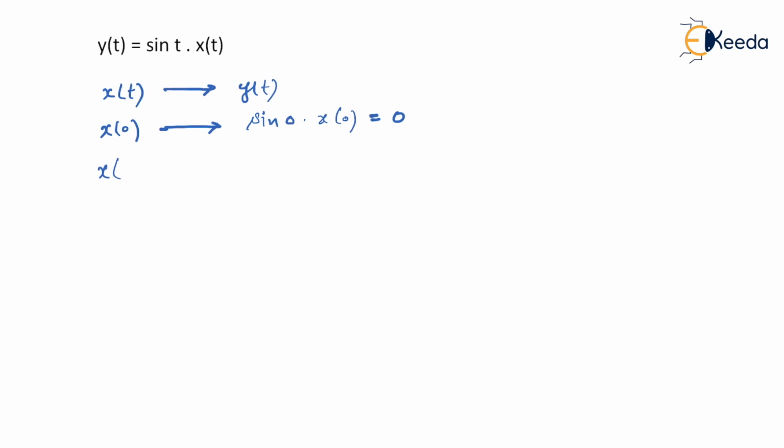Let's say you are applying another input, let's say x of pi. What is x of pi? x of pi means x of t at t equal to pi. Then the result is sine pi times x of pi. You know that sine n pi is always 0 provided n is an integer. Here sine pi is 0. Therefore, this is also going to produce 0. Again, you see that for two different inputs, you are getting same result. And therefore, we can say that this is also a non-invertible system.